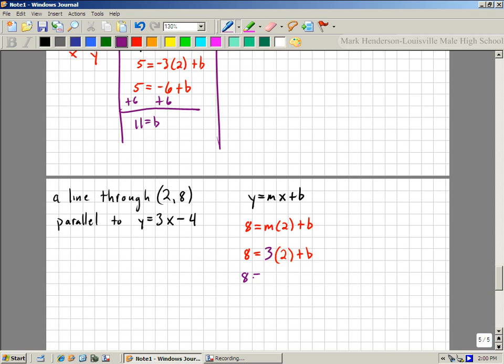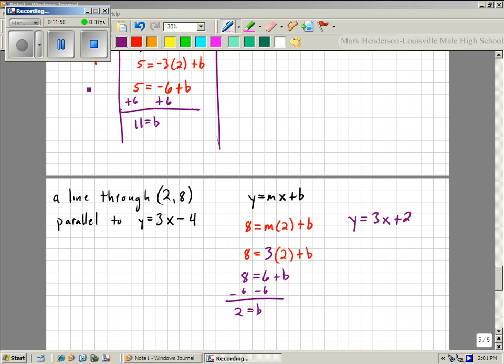Okay, so here we have 8 equals 6 plus b. So we subtract 6, and we get 2 equals b. So then I have my line, y equals 3x plus 2, and it's parallel to the other one. Everybody agree? Okay.